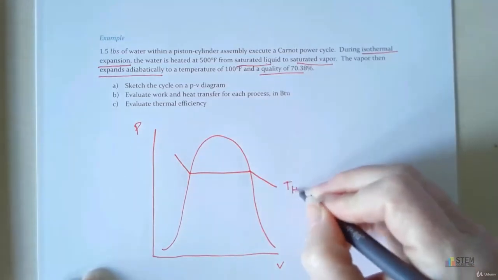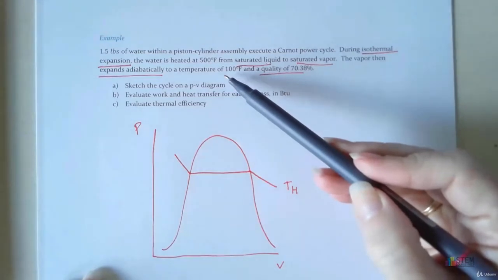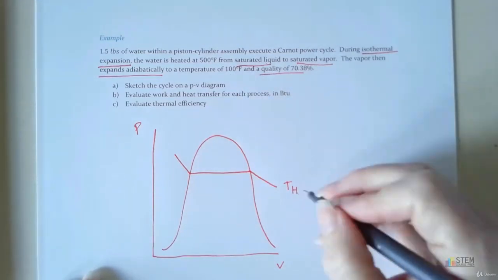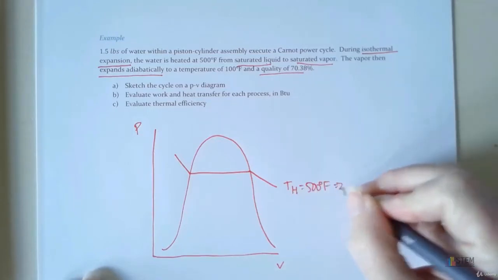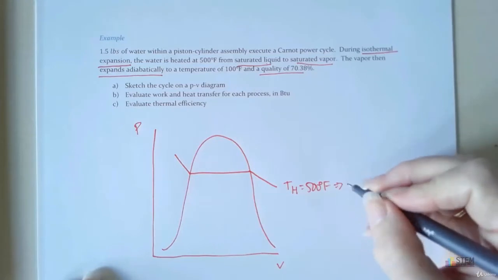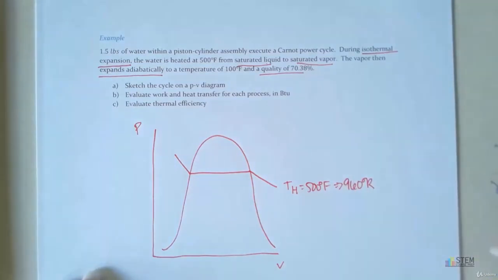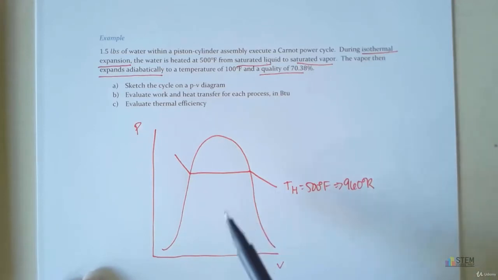So this will be TH. We know that because we started at 500, then we're going to drop down to 100. So TH is going to be for 500 degrees Fahrenheit. And we need that in Rankine for when we get to our equations. So let's go ahead and convert that to 960 degrees Rankine. Now that we have that, let's put our states on here.